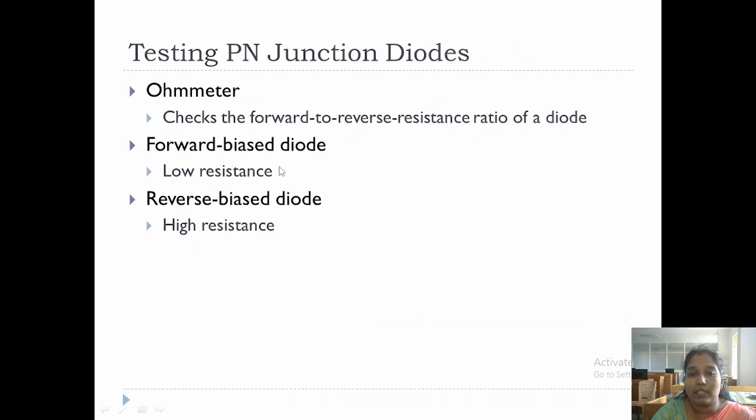And how to test this PN junction diode using an ohmmeter: an ohmmeter can check the forward to reverse resistance ratio of the diode. In a forward biased diode, low resistance can be recorded using the ohmmeter, and in a reverse biased diode, high resistance can be recorded.